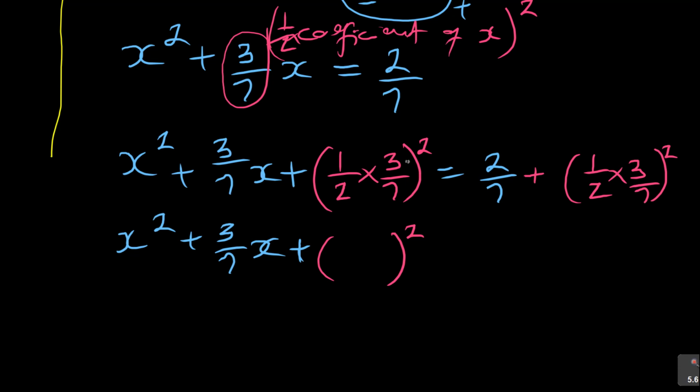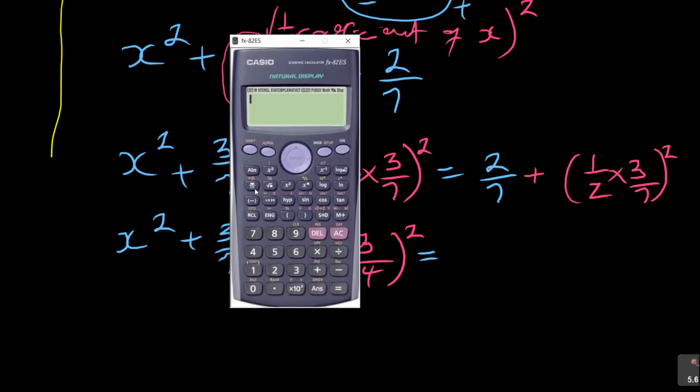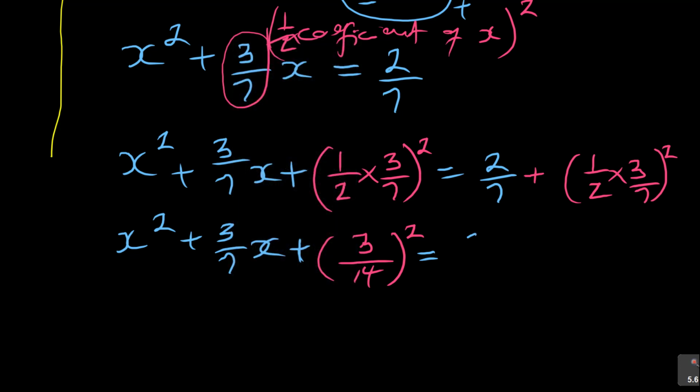Now half times this, if you use a calculator, 1 times 3 it's 3 over 2 times 7 is 14. Alright, then is equal to, calculator then can be used on the other side, where you've got 2 over 7 and then plus, then you've got 1 over 2 times 3 over 7. Remember, this is squared. It's 65 over 196. You don't have to worry with funny numbers, but just do it like that.